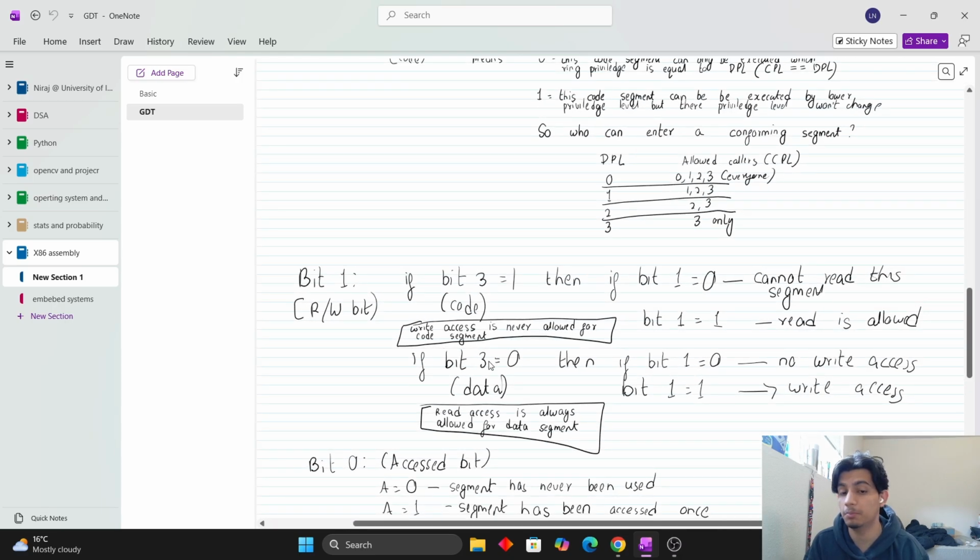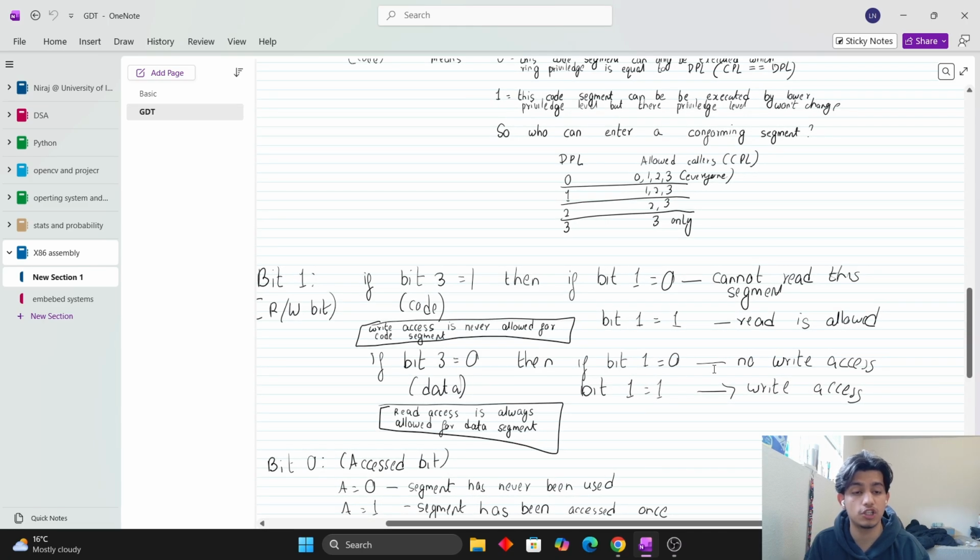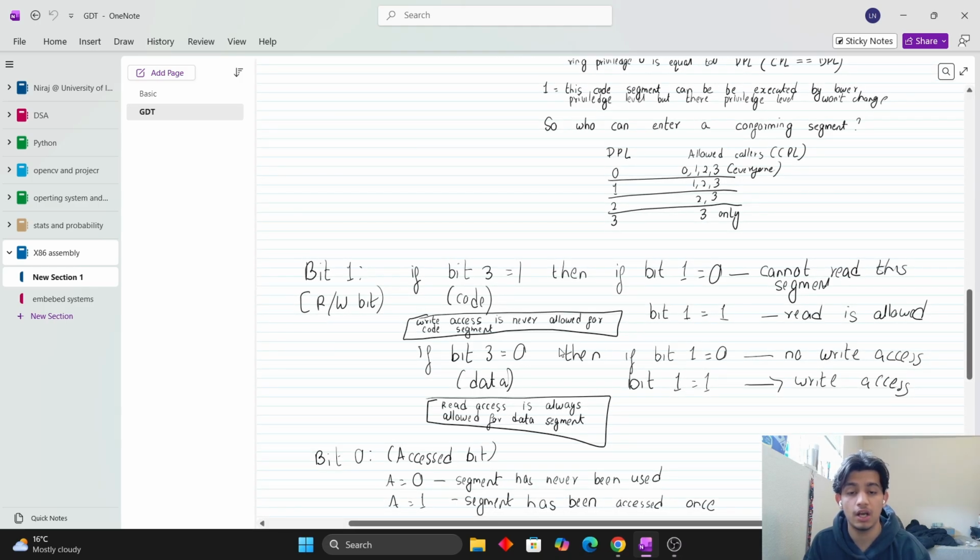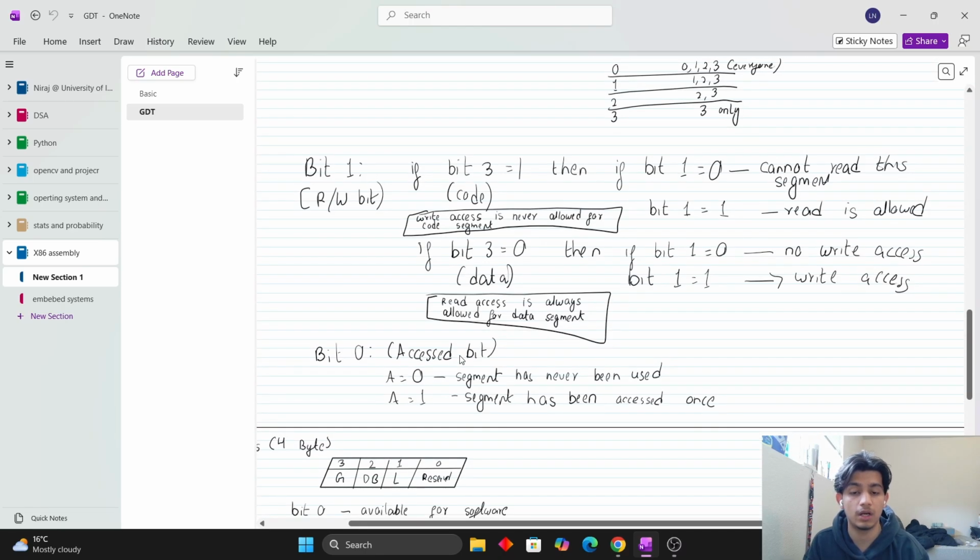Now let's see if bit 3 is 0, meaning we are talking about a data segment. If bit 1 equals 0, that means we don't have write access to that data segment. And if bit 1 equals 1, that means we have write access. The same applies here in reverse: read access is always allowed to the data segment. It is the opposite of the code segment, is what I'm trying to say.